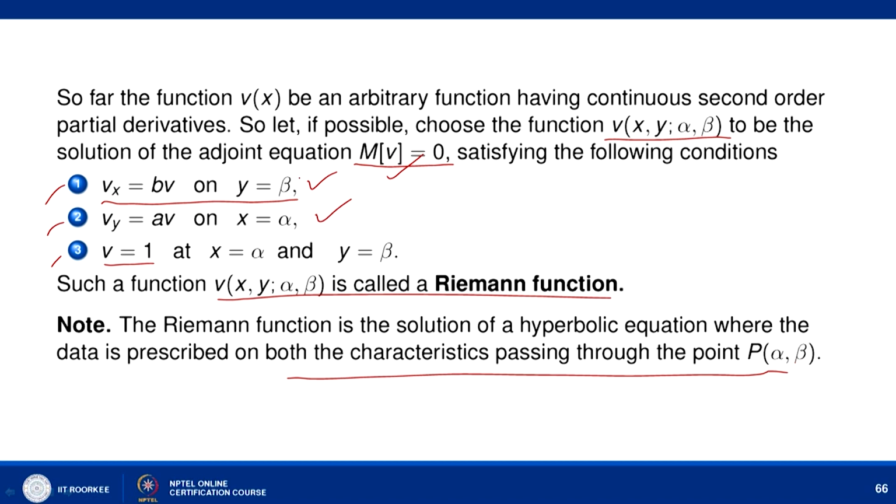So this is one characteristic, this is another characteristic. So your data is defined on the characteristics. We can say that if data is prescribed along the characteristics, it will give a unique solution. So such a V is going to be a unique solution.